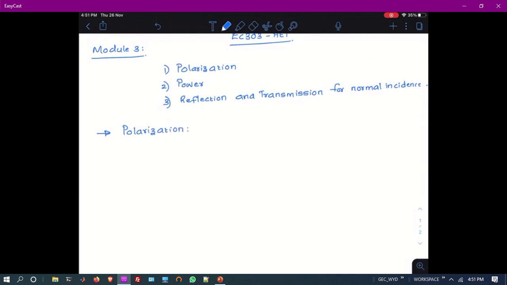Now you define polarization as the locus of the tip of electric field at a given point as a function of time. Okay, so we will elaborate this. So what it is meant is something like this.